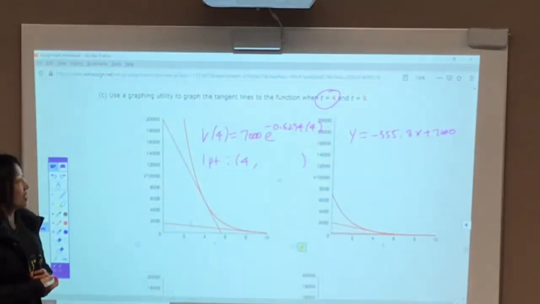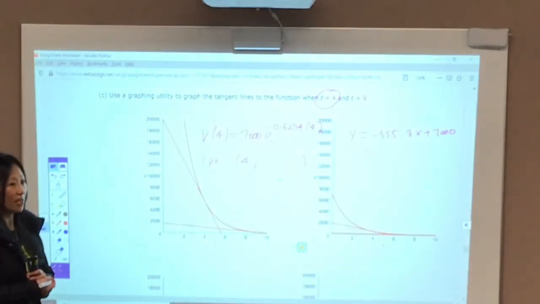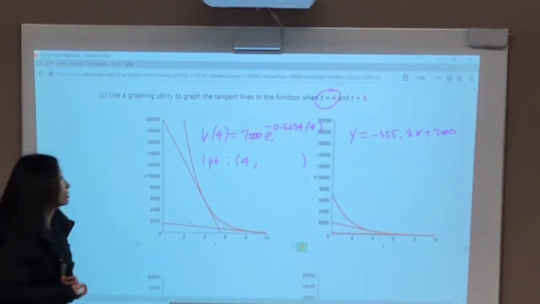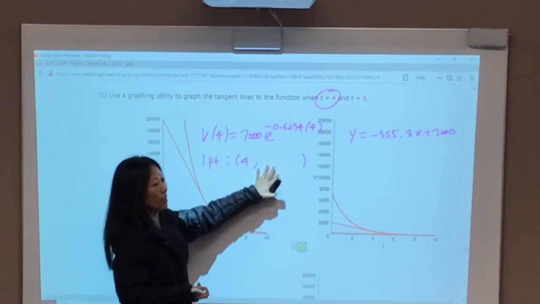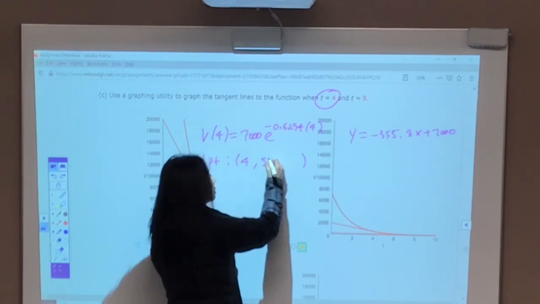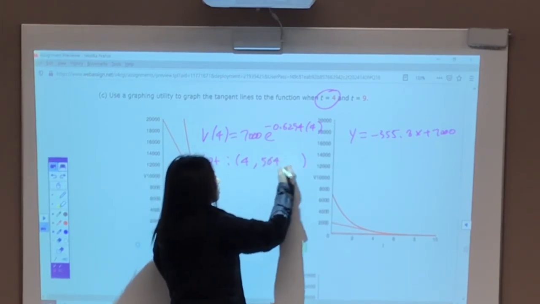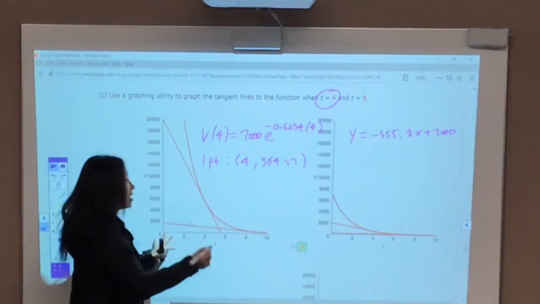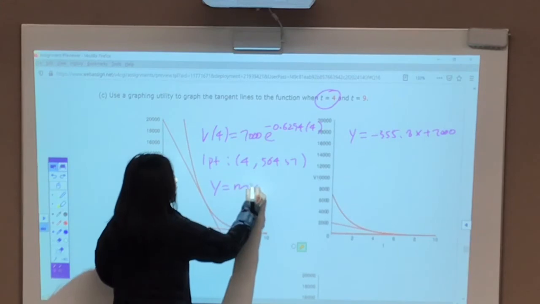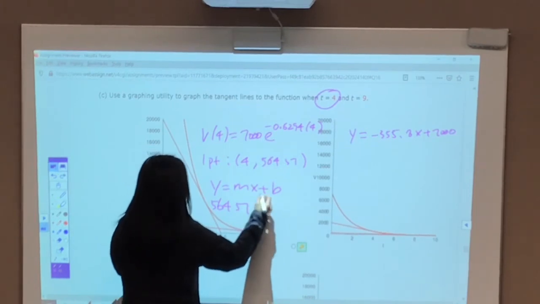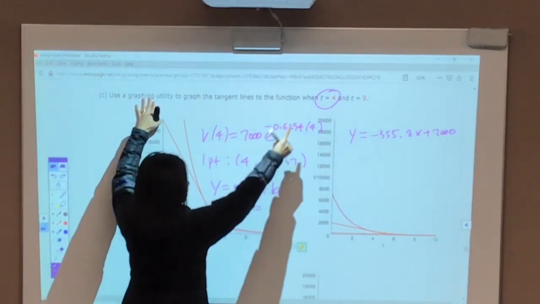7,000 times e to the negative 0.6294 times 4, enter. Tell me what that equals. So that's my point. 564.57. 564.57. So this is the point that I gotta use. Now I got my equation, y is equal to mx plus b. I'm gonna use 564.57 equal to what? What was my slope for this?